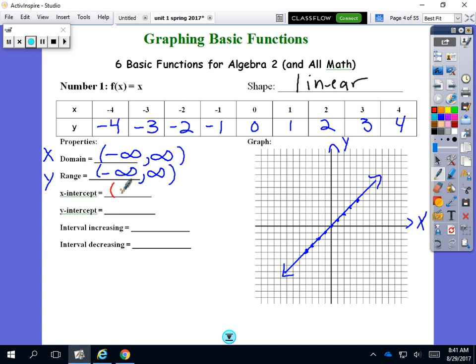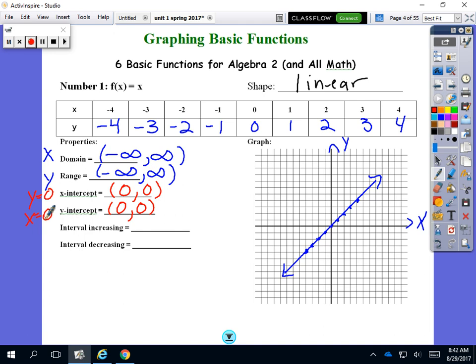So when we draw the point 0, 0, the x-intercept is at the point 0, 0. And in the parent function, the y-intercept is also at the point 0, 0. Now, when we start translating these functions tomorrow, you're going to see that these might change. The x-intercept and y-intercept might change. But for today, it's at the point 0, 0. And you also want to remember, if you're looking in your calculator, that the x-intercept is at the point where y equals 0, and the y-intercept is at the point where x equals 0.